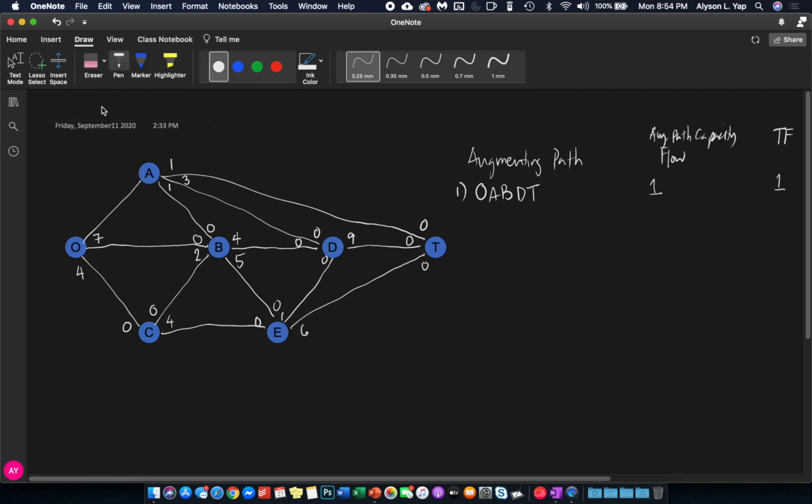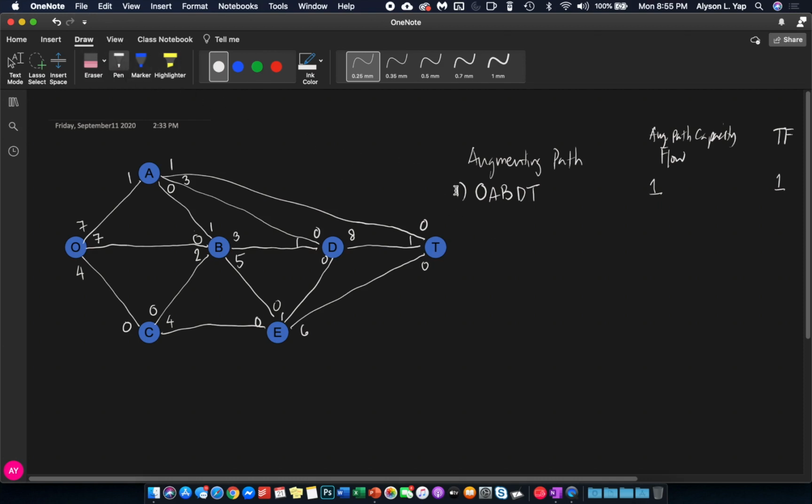Your 8-0 will actually become a 7-1. Your 1 and 0 will actually become a 0-1. Your 4 and 0 will become 3-1. And finally, your 9-0, because you are letting 1 unit flow, will become an 8-1. So remember, you are decreasing this capacity by 1, and you are increasing this capacity by 1. Okay?